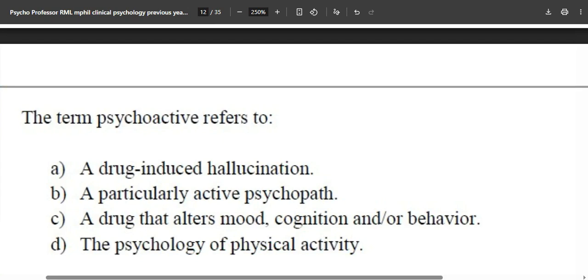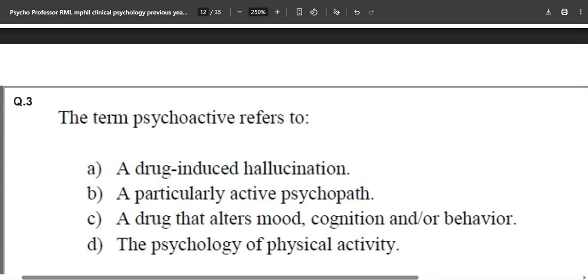Now it's time for the next question. This is the third one. The term psychoactive refers to: a drug-induced hallucination, a particularly active psychopath, a drug that alters mood, cognition, and/or behavior, or the psychology of physical activity. Okay, what do you think is going to be the correct answer over here in question number three? The term psychoactive refers to.